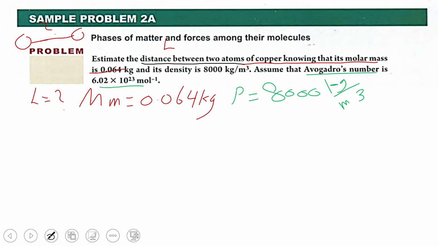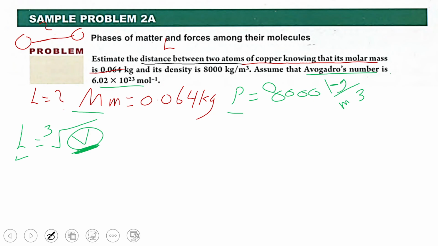So the question says find L. The rule to find the distance between atoms is L equals the cube root of V, in meter cube. We have to use this rule, but check the question: do we have a volume to put in directly? No, we have molar mass and density, so we don't have a volume. In that case, first find V, put it in this equation, then find L.